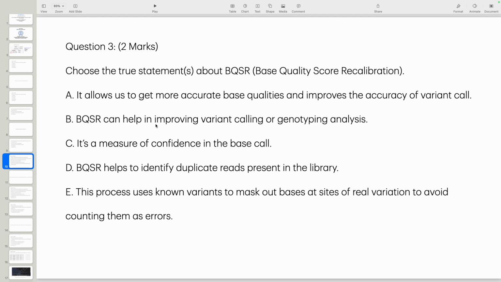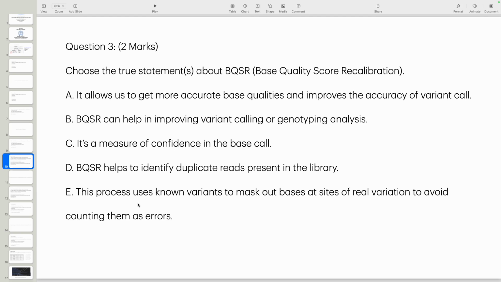BQSR can help in improving variant calling or genotype analysis, which is also correct. It is a measure of confidence in the base call, which is also correct. It gives us more confidence about the quality of the variant that we are calling. BQSR helps to identify duplicate reads present in the library. It is not correct. It does not help to identify duplicate reads.